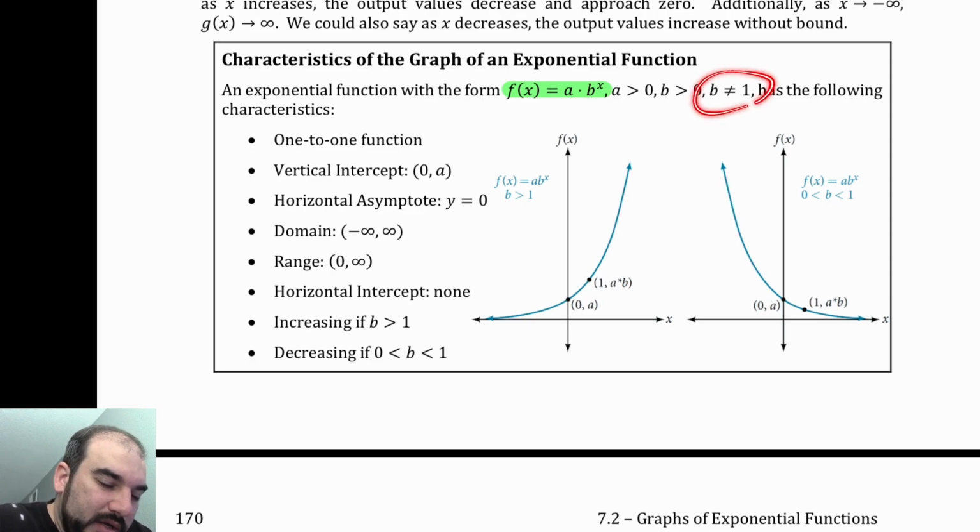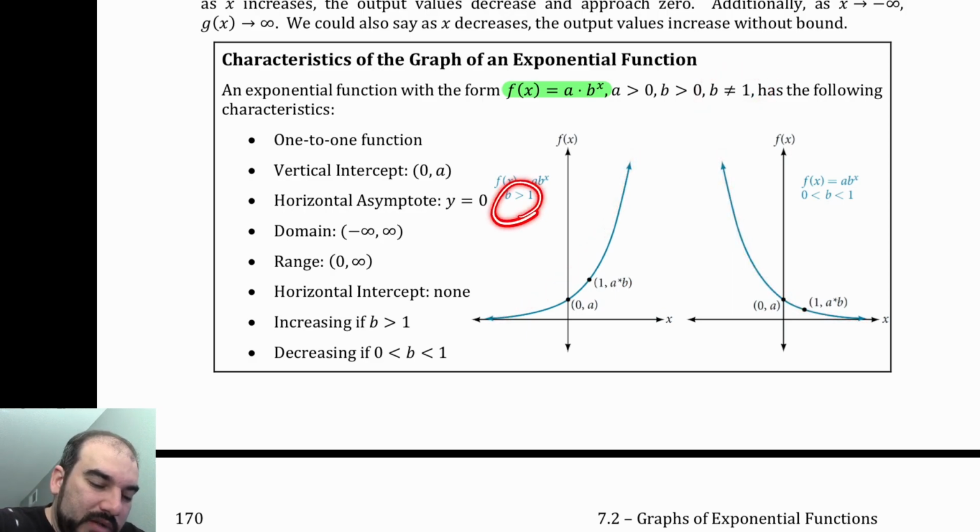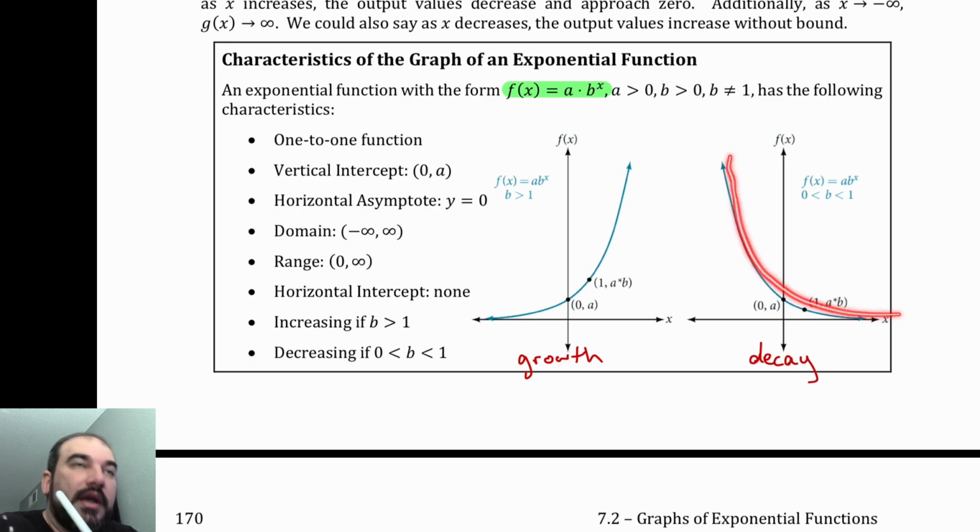But if b is not 1, then you get either a growth or a decay, depending on the value of b. Remember, if b is bigger than 1, then we have a growth, which means our graph is increasing as we go to the right, so this one is a growth function. And this one is a decay. You see that the function gets smaller and smaller as we go left to right. That's what happens when b is between 0 and 1.